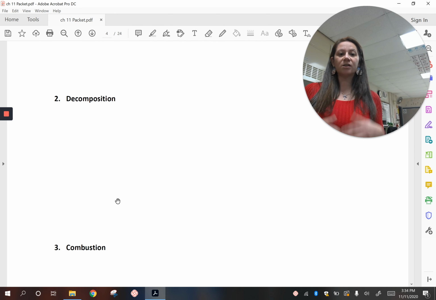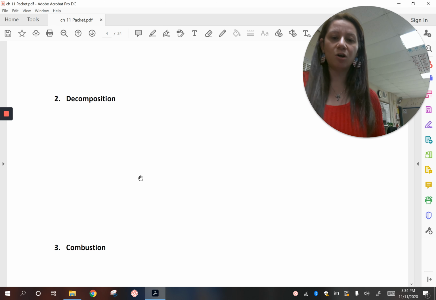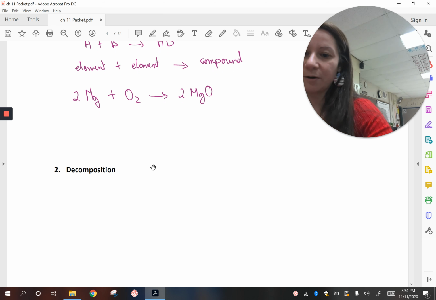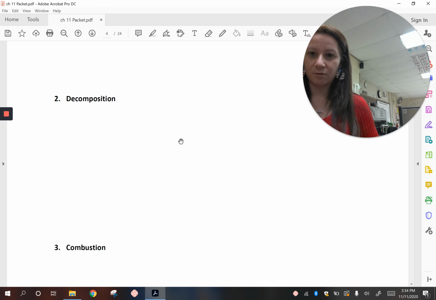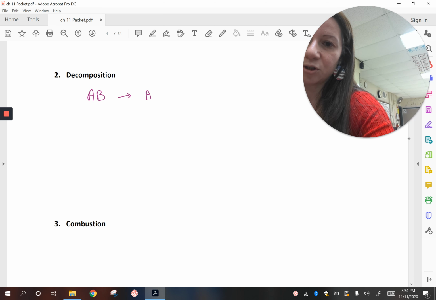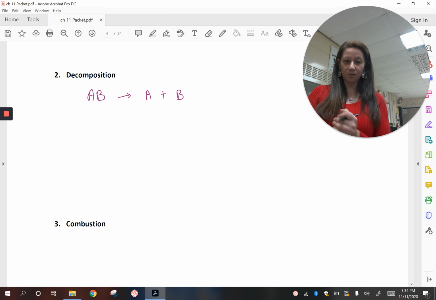So decomposition is the opposite of composition or combination or synthesis. This is when you're breaking down things. So decompose means to break down. So in decomposition, you'll see that you have one large substance, say AB, and it's going to break down into 2 or more smaller substances. So breaking down as opposed to making.